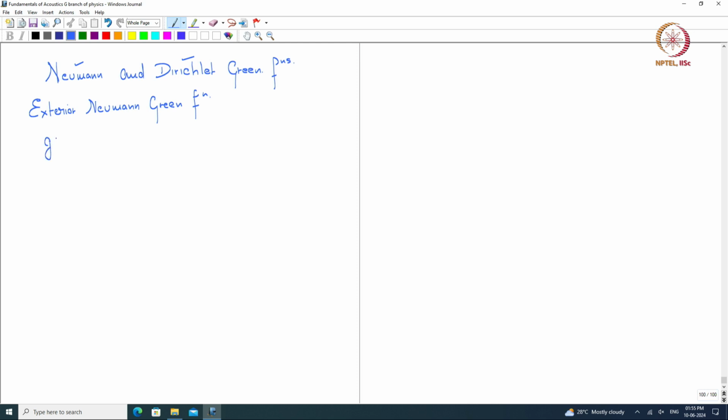our free space Green function was G(r, r') given by minus i k summation n going from 0 to infinity j_n(kr) h_n(kr') summation m going from minus n to n Y_n^m conjugate(theta', phi') Y_n^m(theta, phi). So r', theta', phi' are the receiving points, r, theta, phi are the source points.